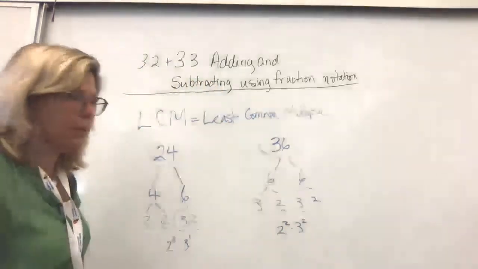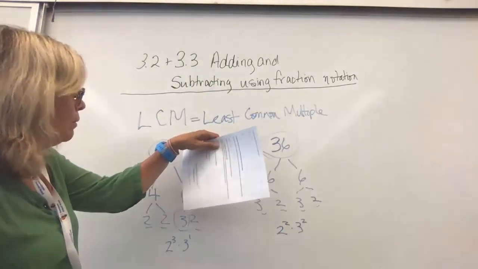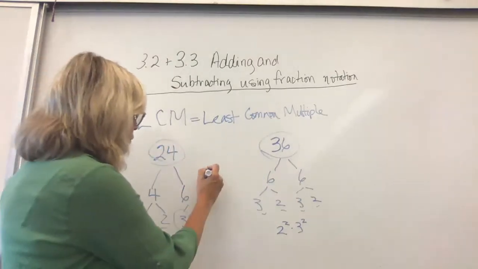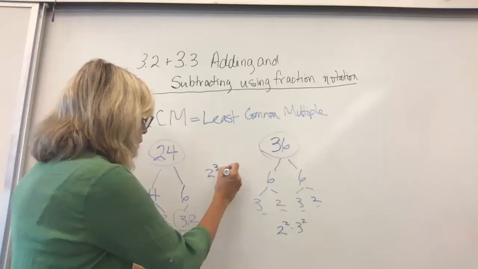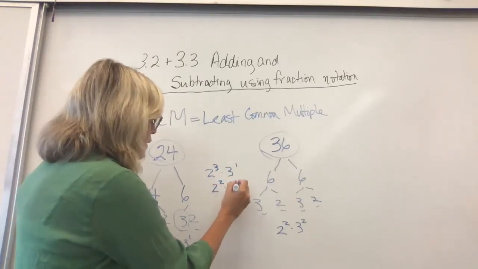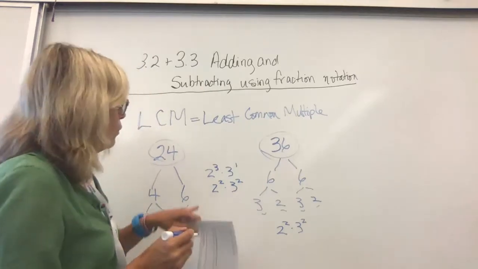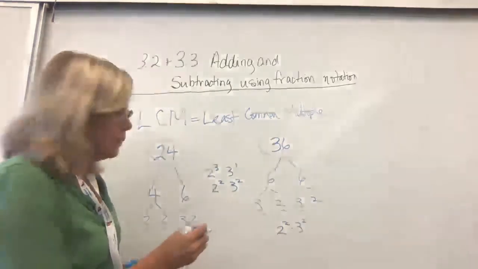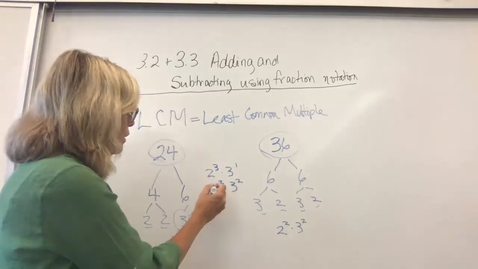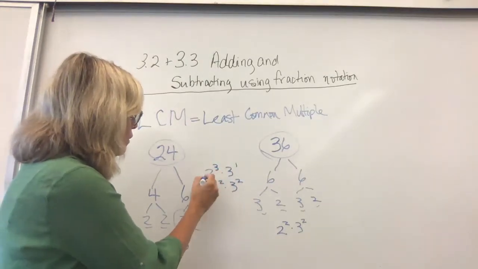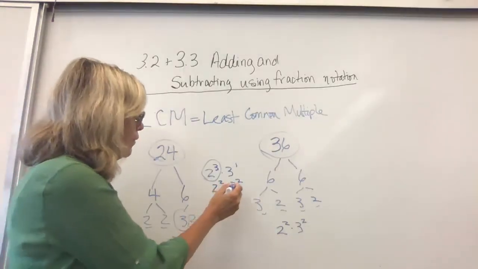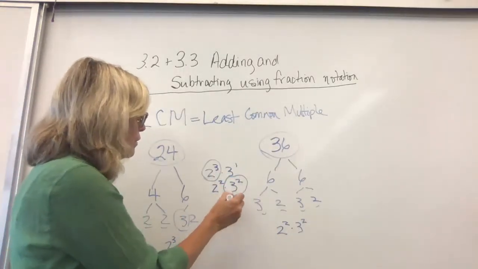Now, in order to come up with the least common multiple, if you look at this, 2 to the third times 3 to the first, and 2 squared times 3 squared, you need to pick the biggest power of each of these base numbers. So 2 to the third is the biggest. 2 to the third is greater than 2 squared. And 3 squared is greater than 3 to the first.